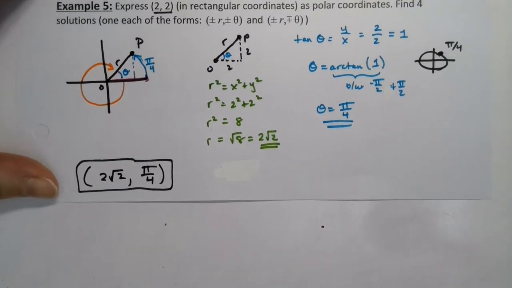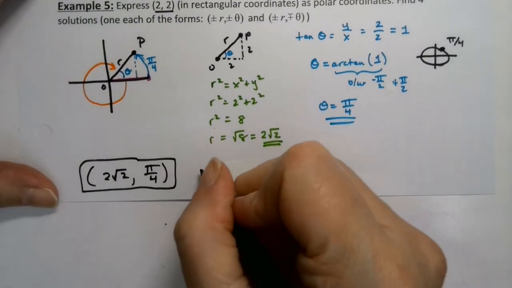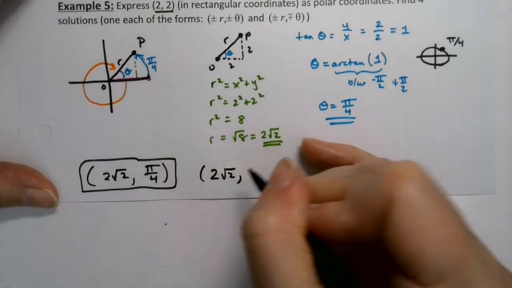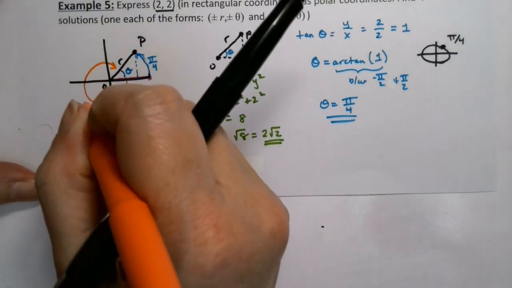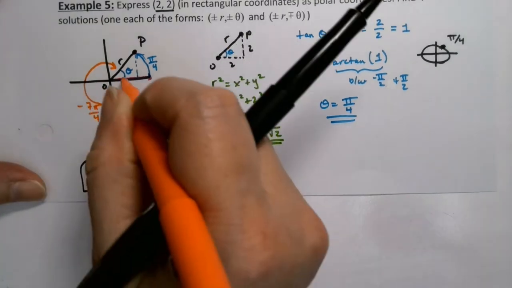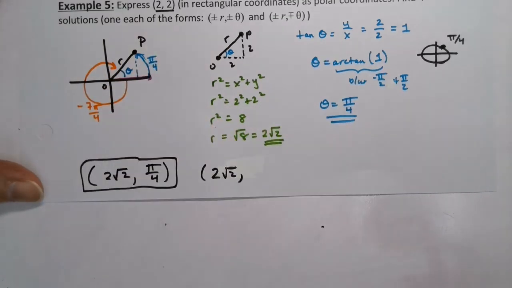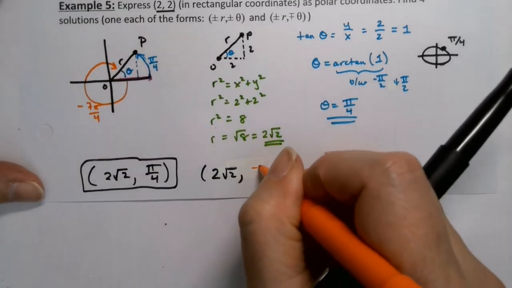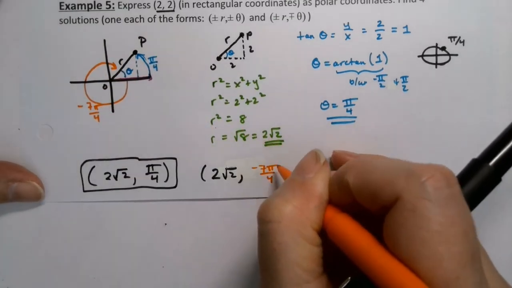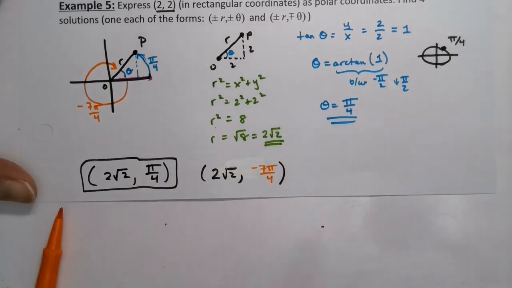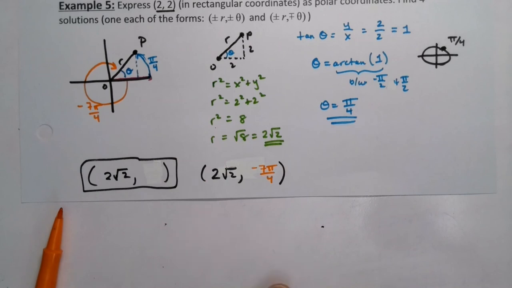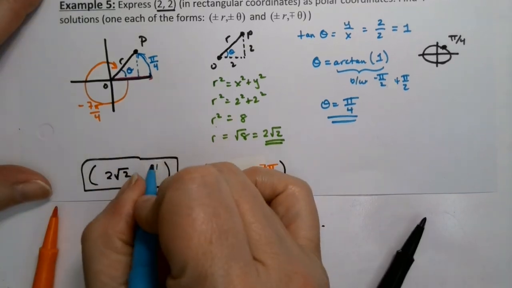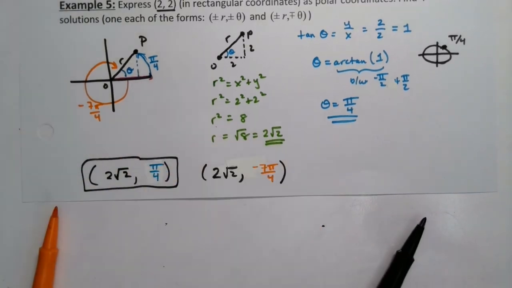All right, so 2 square root of 2, comma, and that angle would be negative 7 pi over 4, right? Because together they make 8 pi over 4. Together they have the full circle. So negative 7 pi over 4 would be that angle. I guess if I'm going to keep this color-coded, I'll do blue on this one so you can keep them straight. All right, so there's another one.